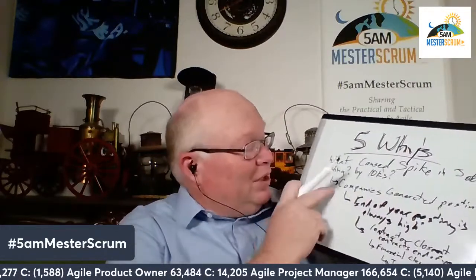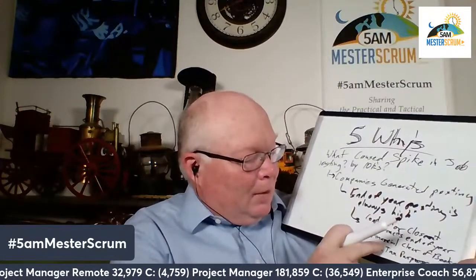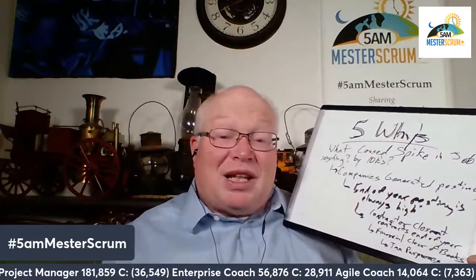This is an example of the five whys, and you can go deeper. So companies generated postings. End of year postings are always high. Why? Because contractor contracts close out at the end of the year, and the reason for that is the financial clearing of books. A lot of companies close out all their subcontractor work, and a lot of subcontractor work exists in the IT business and any business. And why? For tax purposes, because they want to clear out the books and be able to close them out.